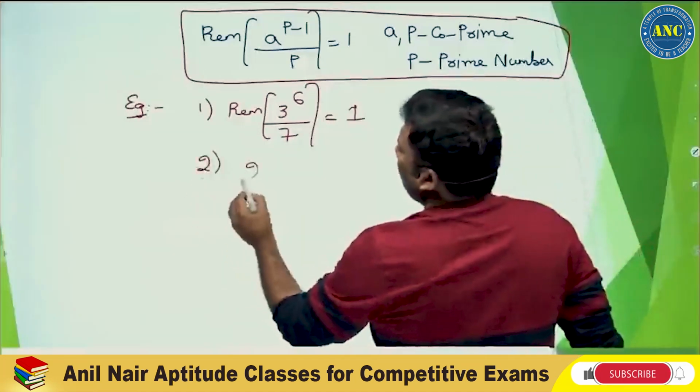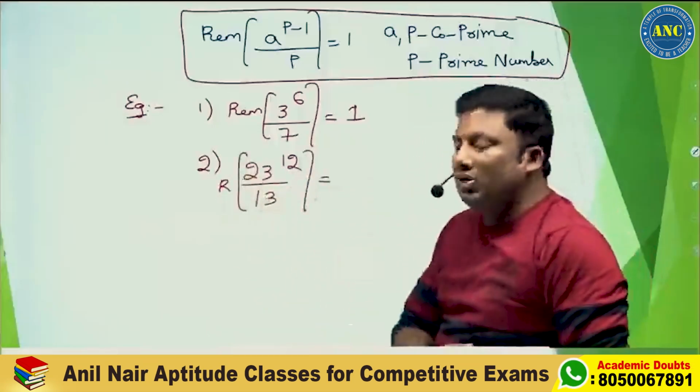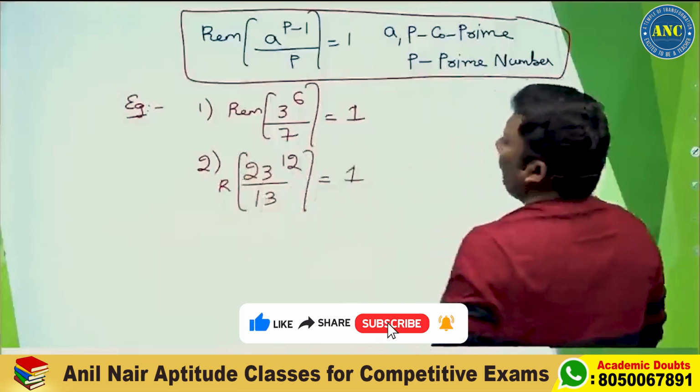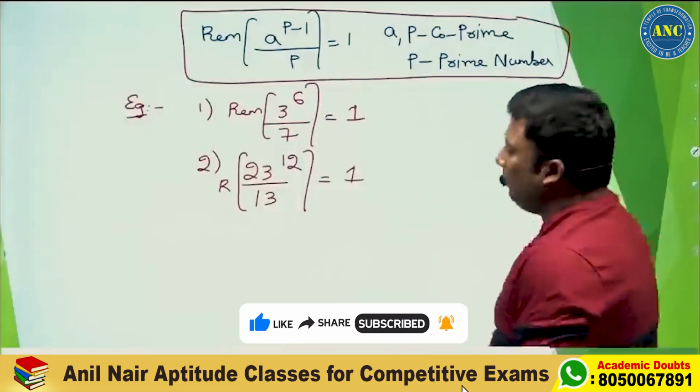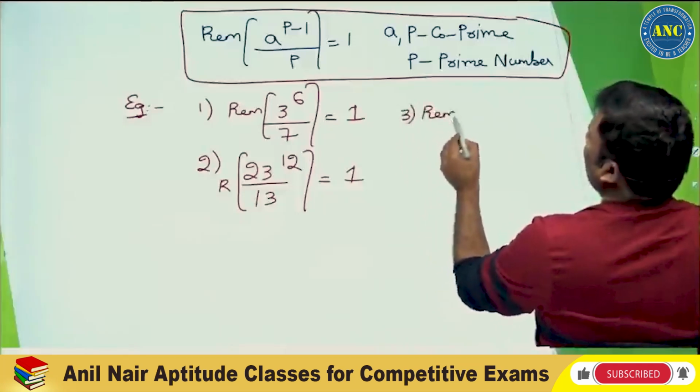Next, 23 power 12 divided by 13. A power p minus 1 divided by p is 1. If it is 13, 13 minus 1, it will be 12. So the answer is 1. I hope the idea is clear.